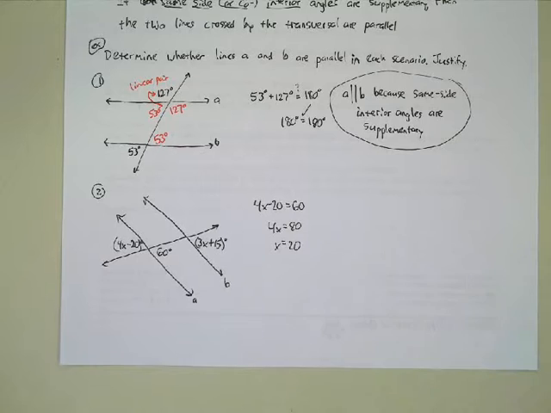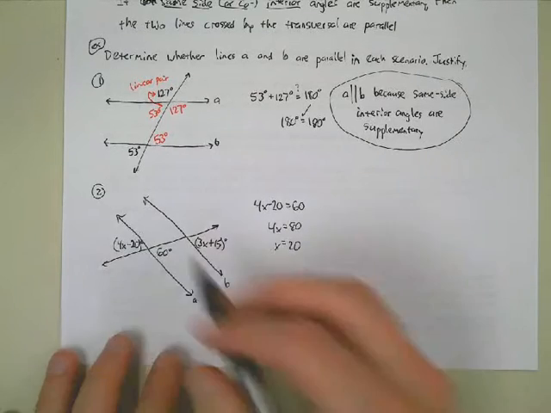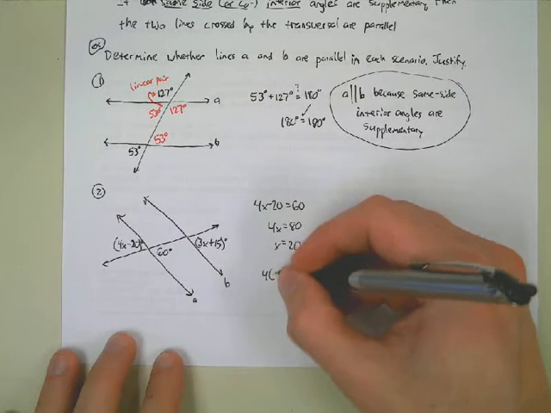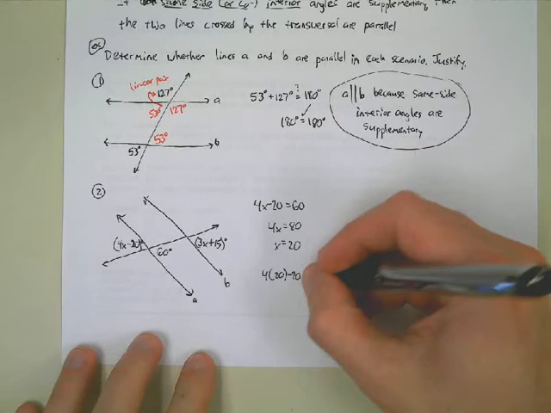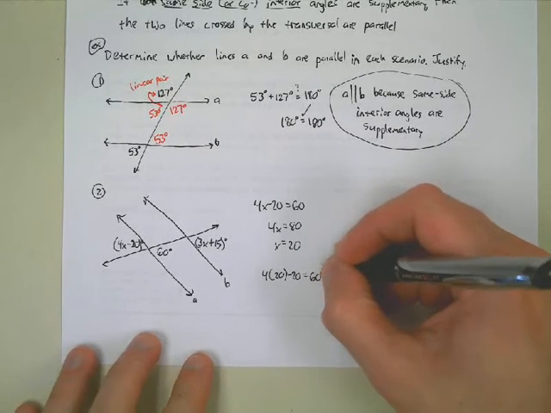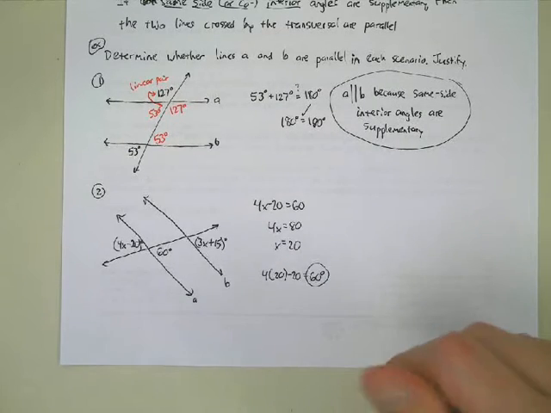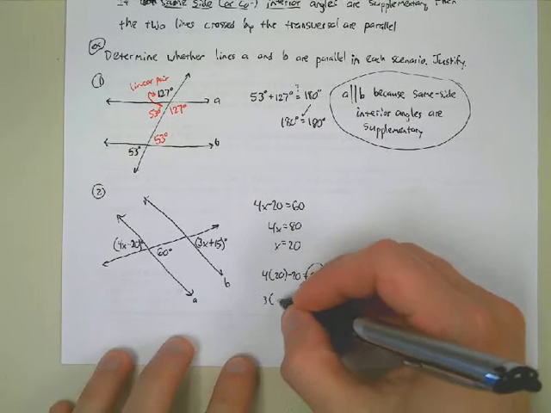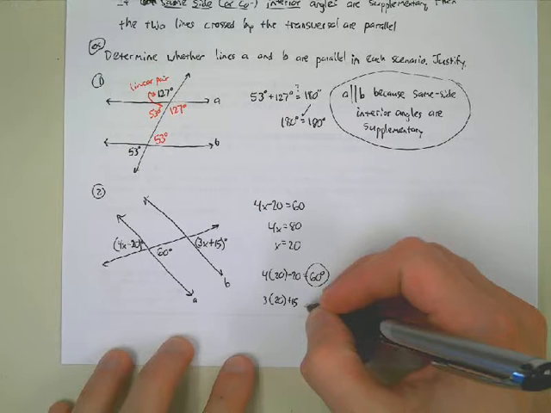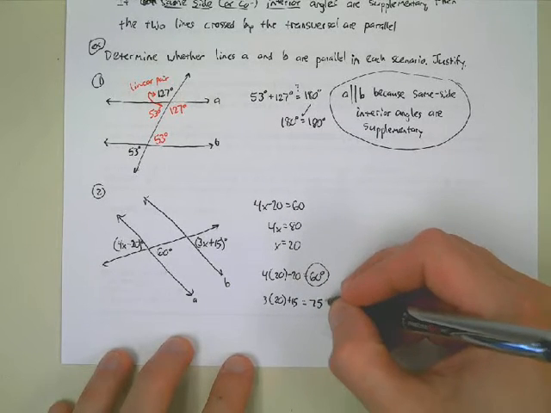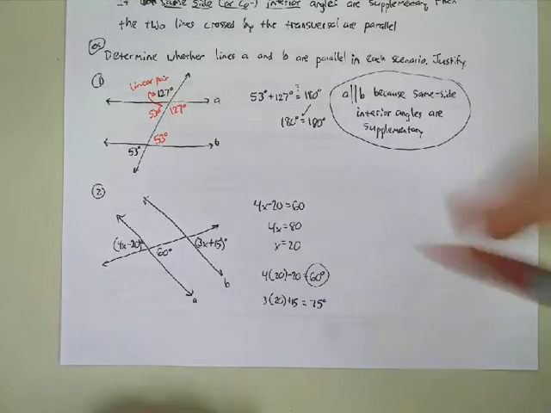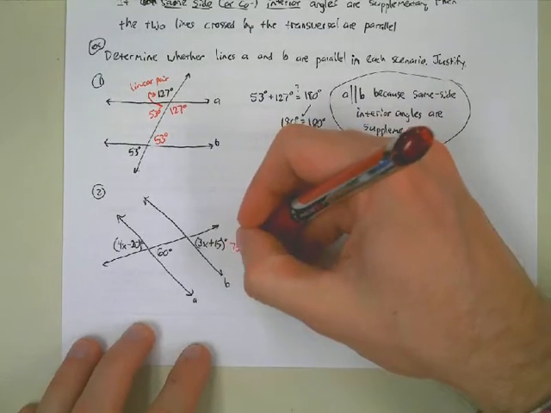So, for example, right here I can do 4 times 20 minus 20. Okay, so that's going to be 80 minus 20, so that's 60. We already knew it was kind of 60 degrees, right, because of the vertical angles. And then the other one, 3 times 20 plus 15, so that's going to be 60 plus 15, so 75. Okay, so 75 degrees here, 60 degrees here.